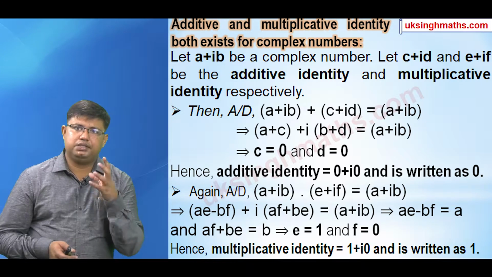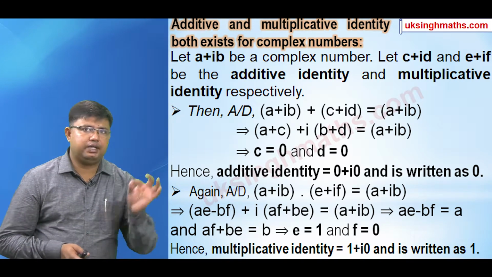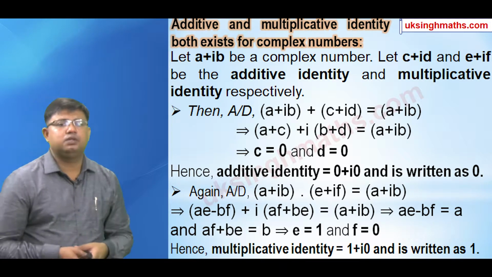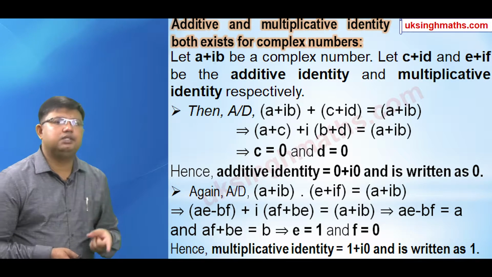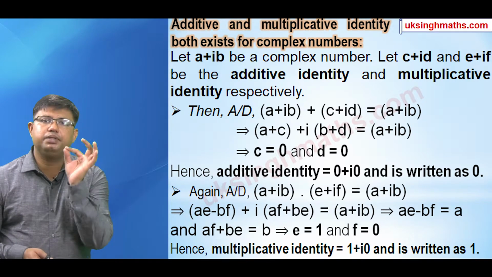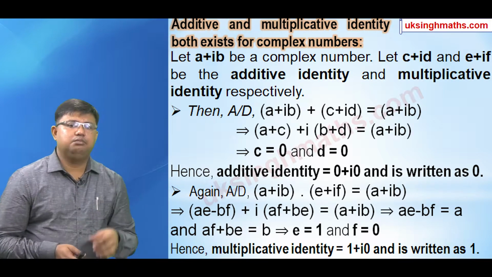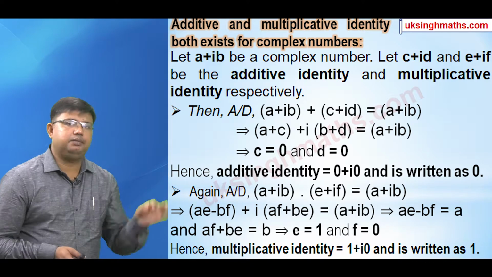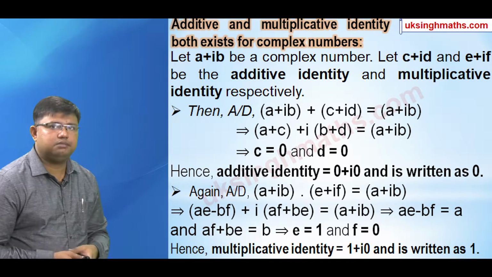We already know the basic concept of additive identity. If you add the additive identity to a number, the result is the same number. So if c plus id is the additive identity, then adding it to the complex number a plus ib, the result will be simply a plus ib, and through this relation you can find the values of c and d, which come out to be 0. So 0 plus i0 is the additive identity, and it is denoted by 0 in the case of complex numbers.